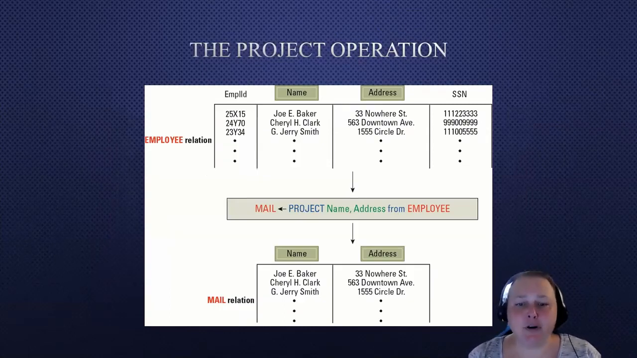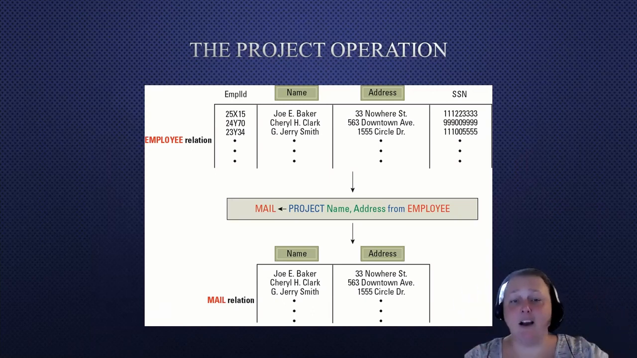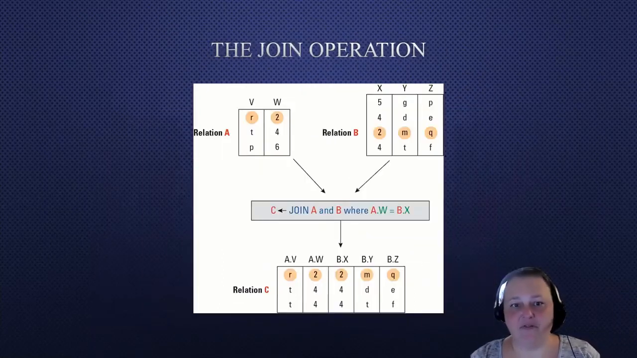Now the project, remember, this is going to select a column. So what you can say is project name and address from the employee relation. So it is going to create a new table, and it's just going to be filled with the name and the address columns only. You're getting rid of employee ID and social security number.